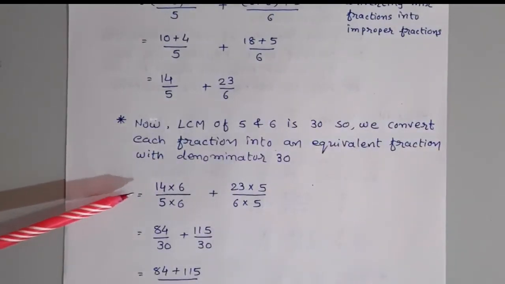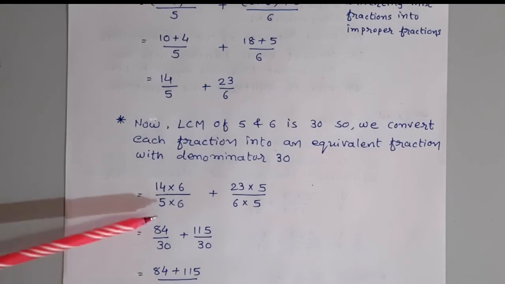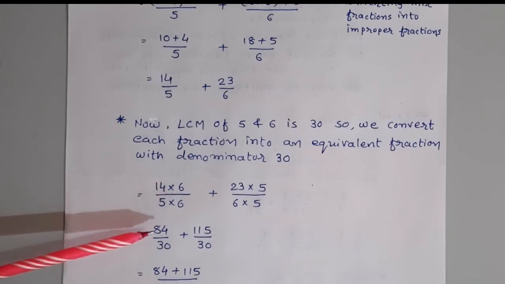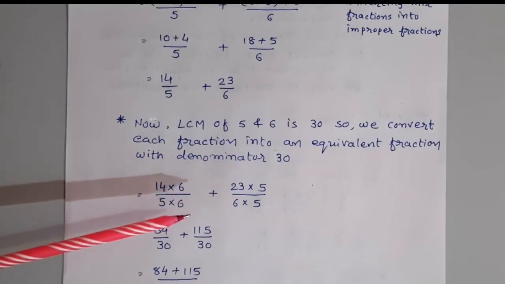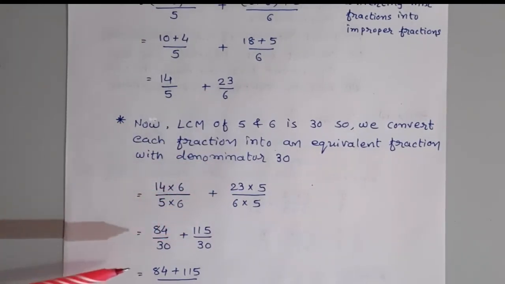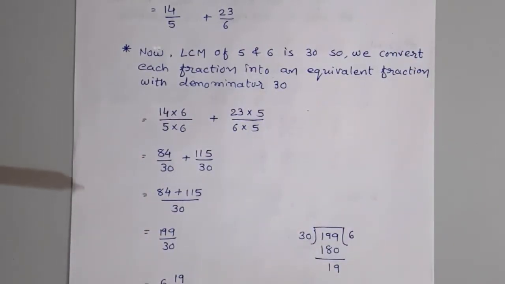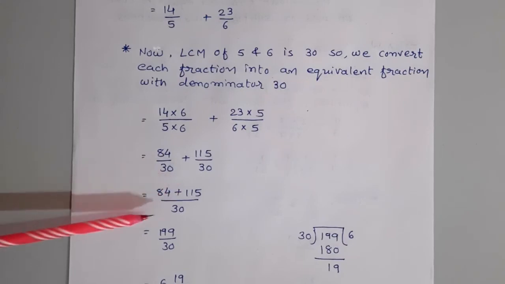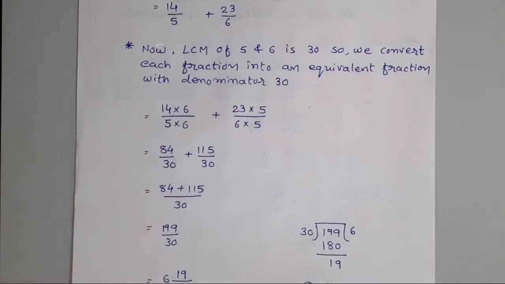So 14 into 6 is equal to 84, and 6 5s are 30. And 23 5s are 115. Numerators of both fractions: 84 plus 115 is equal to 199 upon 30.